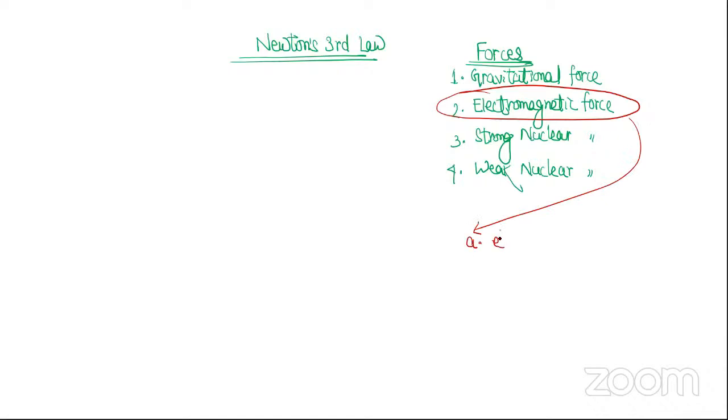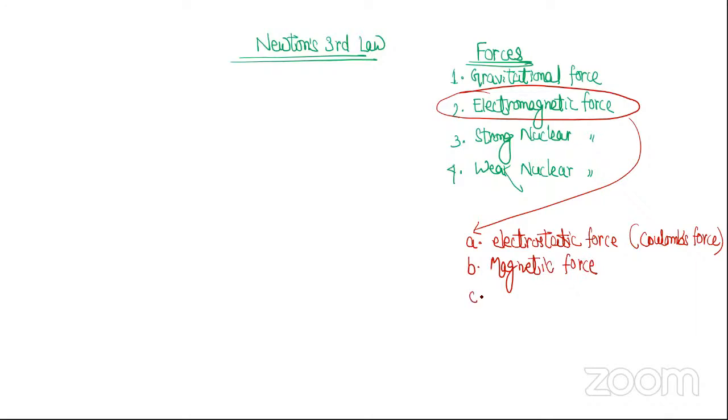So write down. Electrostatic force, or Coulomb's force, then magnetic force, then spring force, then tension, then normal reaction, then friction.